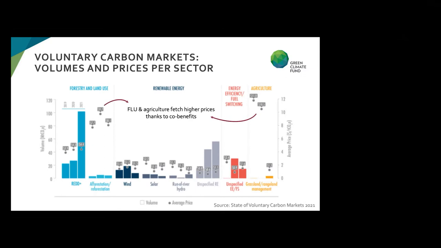Why do they fetch high prices? It's because the buyers in voluntary carbon markets are not only interested in the ton of carbon, but they're also interested in what we call the co-benefits. These co-benefits are social benefits, environmental benefits, biodiversity, livelihoods, etc. And this is a real strength of ecosystem restoration. It delivers not only carbon, but a wide range of benefits. And so carbon credits that are derived from ecosystem restoration have that potential to unlock private financing through these voluntary carbon markets at a pretty interesting price.